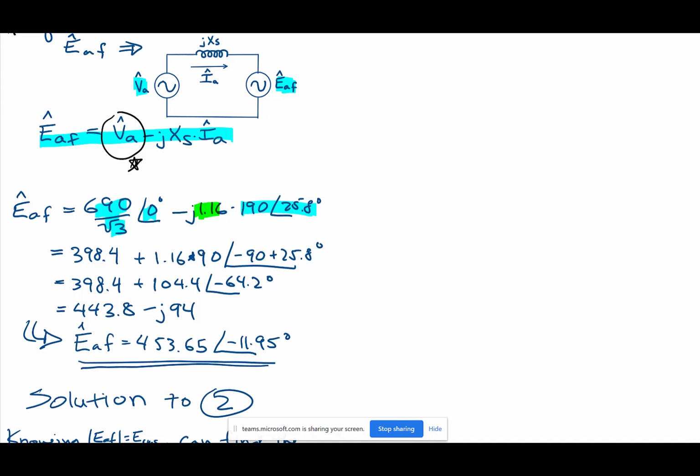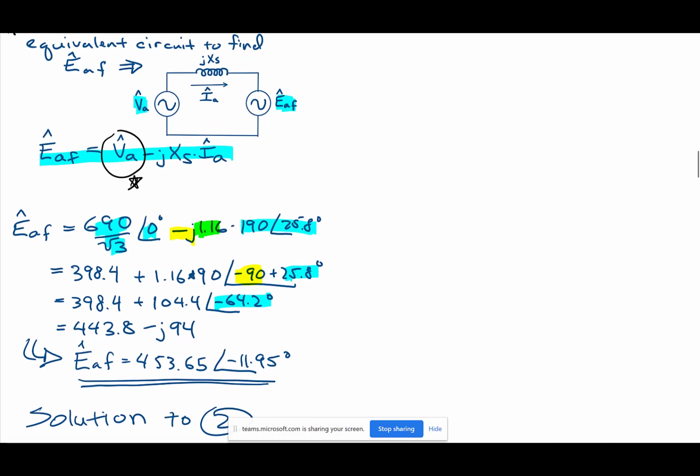So let's highlight that. Here's a negative j. That's a negative 90. I'm going to add that to the power factor angle here. I'm going to get the total angle right there. I'm going to multiply together.